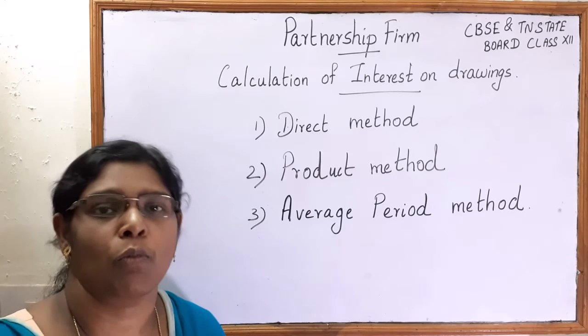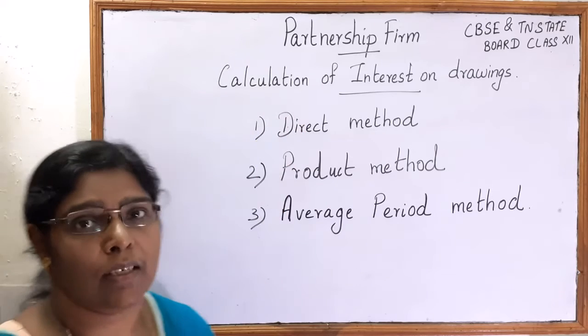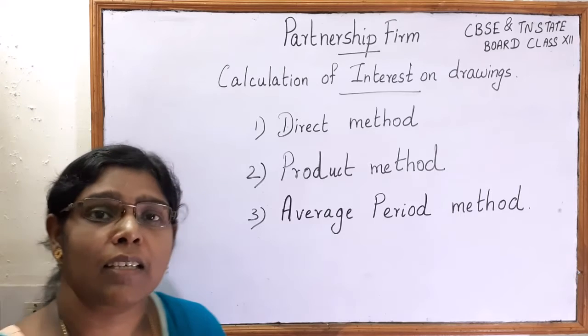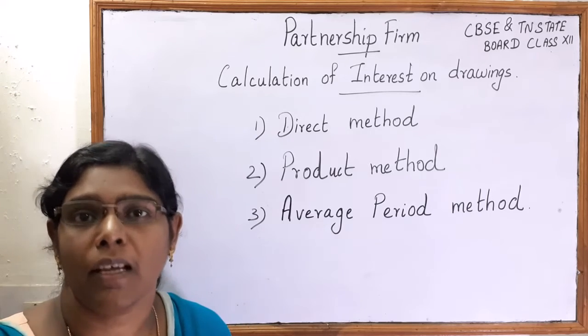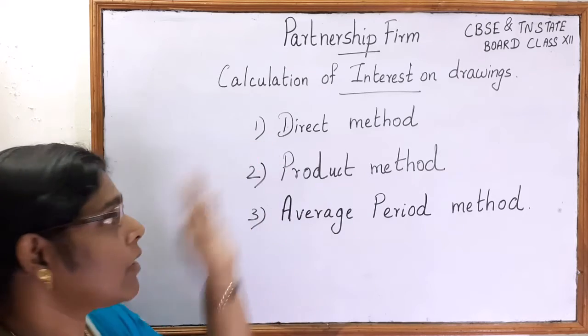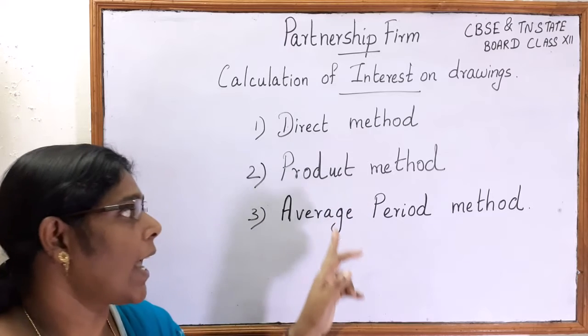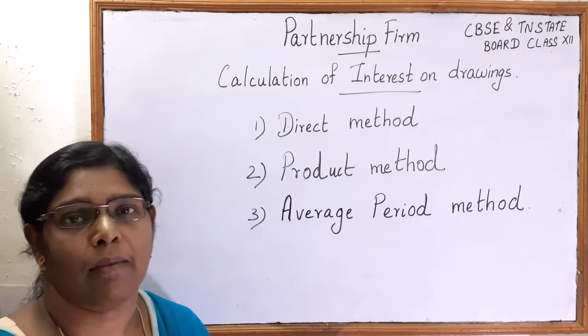So now let's move on to today's topic. Today's topic is calculation of interest on drawings. How to calculate interest on drawings, that is, what the partners have withdrawn from the business. There are three methods: direct method, product method, and average period method. Let's see in detail one by one.